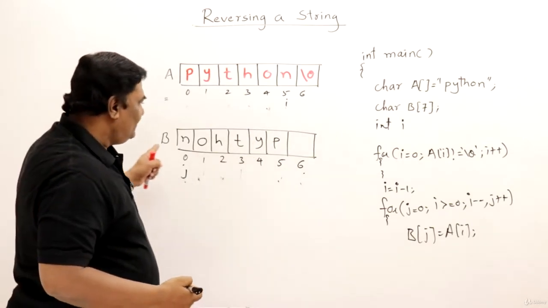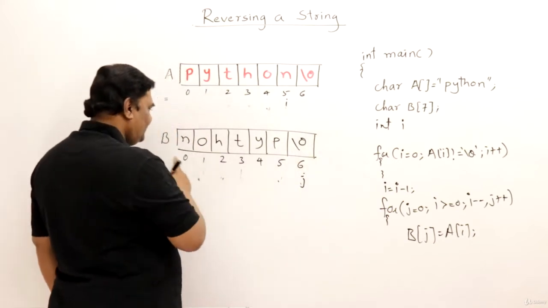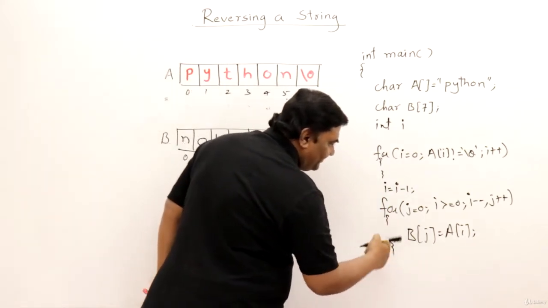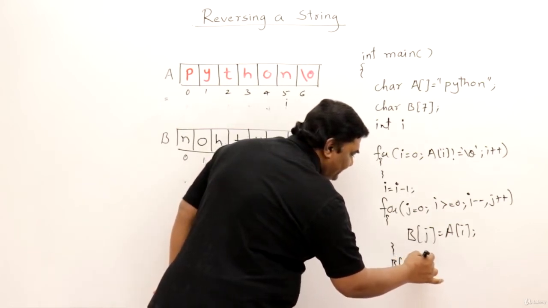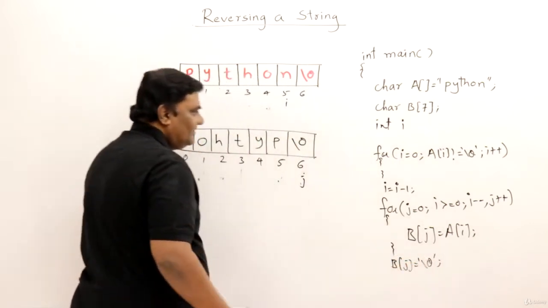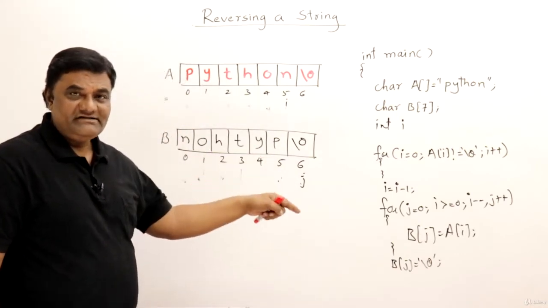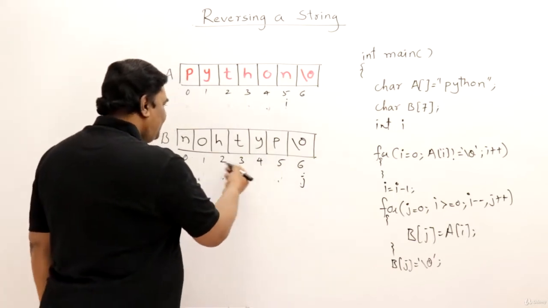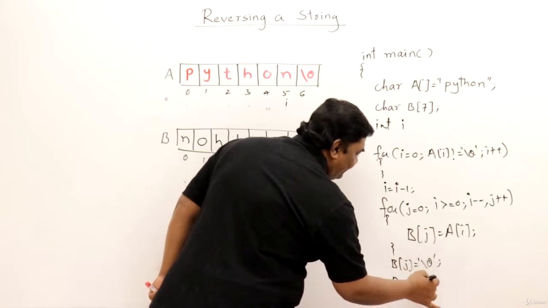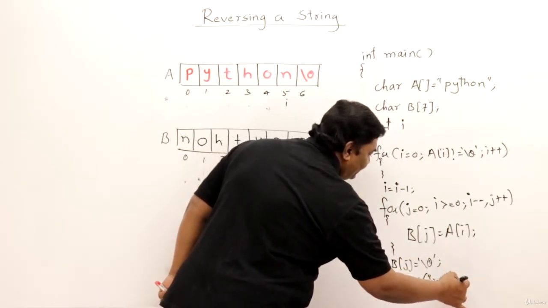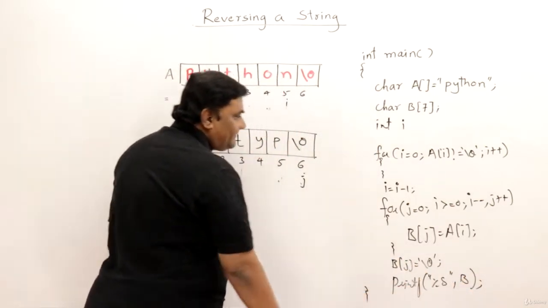After finishing copying all the elements, when j has reached here, I should add \0 here in B. So after the for loop, once I have finished everything, b[j] should be assigned \0. Now this becomes a string. It was an array of characters, and now along with the \0, it has become a string. Now I can print this reverse form of the string. So simply say printf("%s", b). This will print the reverse form of the string.